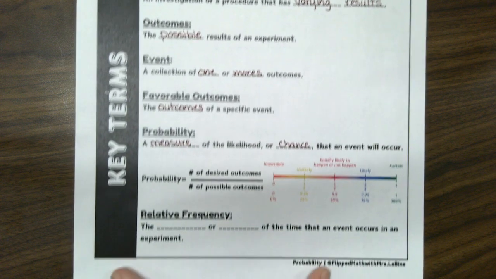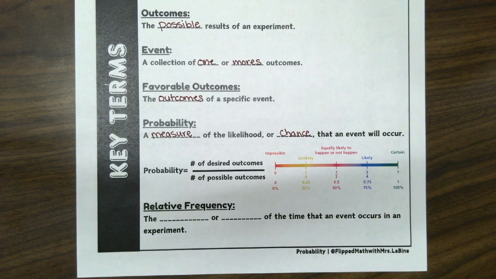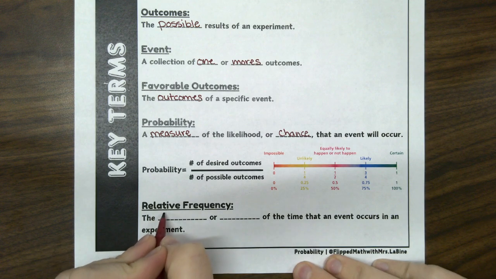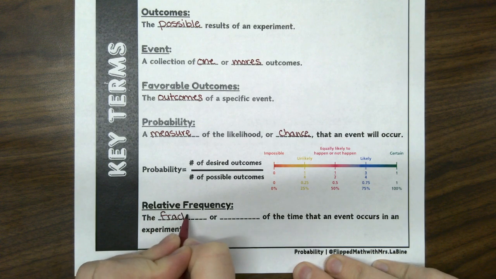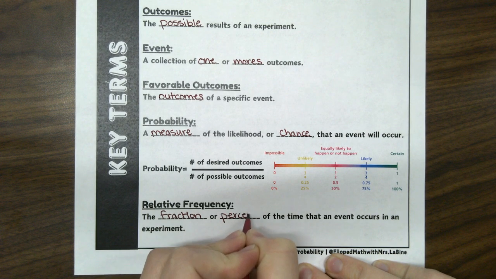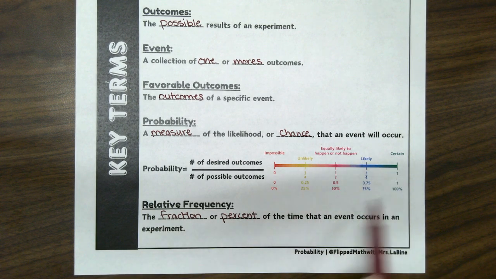Okay? So relative frequency, which is our last key term, is the fraction or percent of the time that an event occurs in the experiment. So this would be our relative frequency. Okay, let's flip this over.